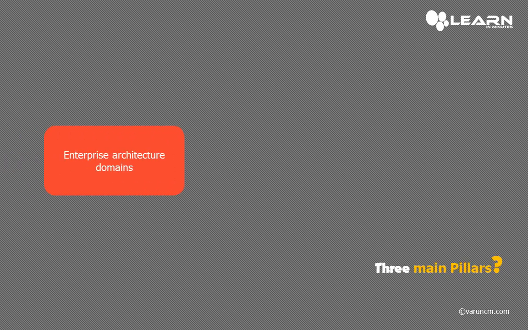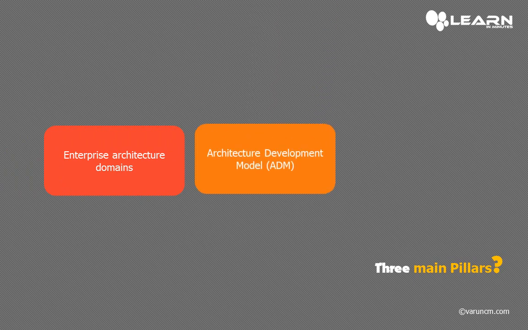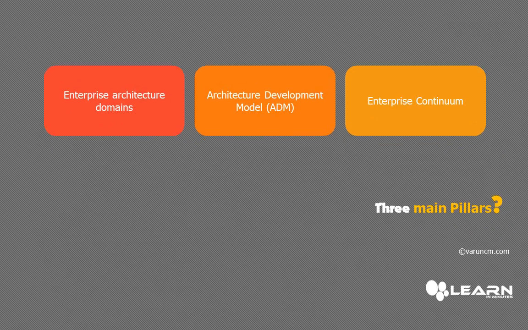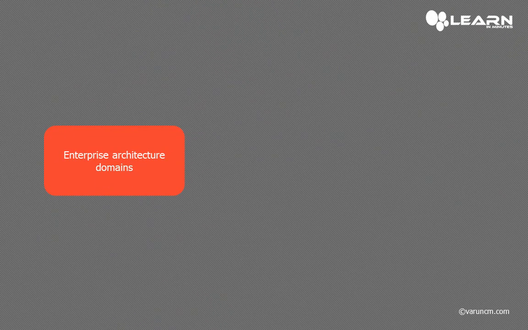The TOGAF framework is divided into three main pillars, starting with the enterprise architecture domain, architecture development model, and enterprise continuum. These are the three different pillars of the TOGAF framework. Let us discuss these three one by one. First is the enterprise architecture domains.